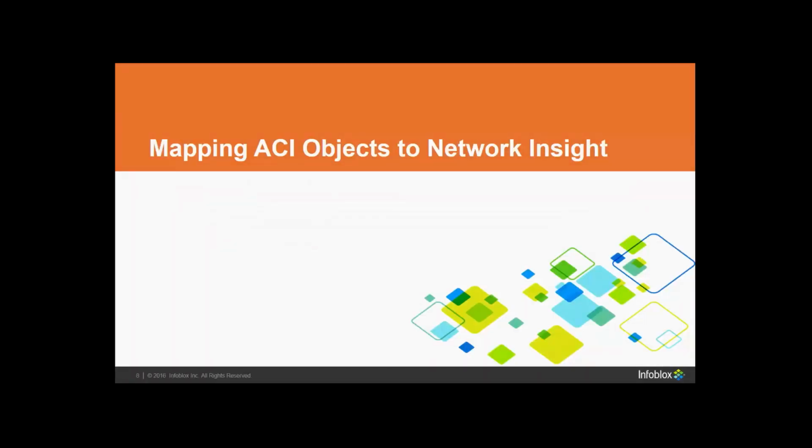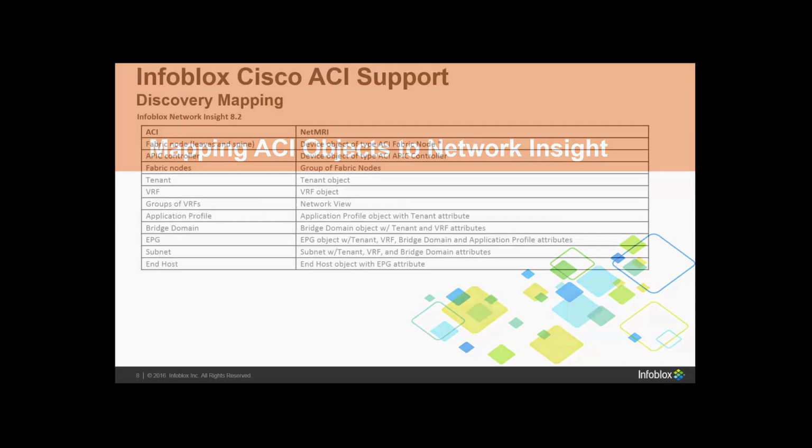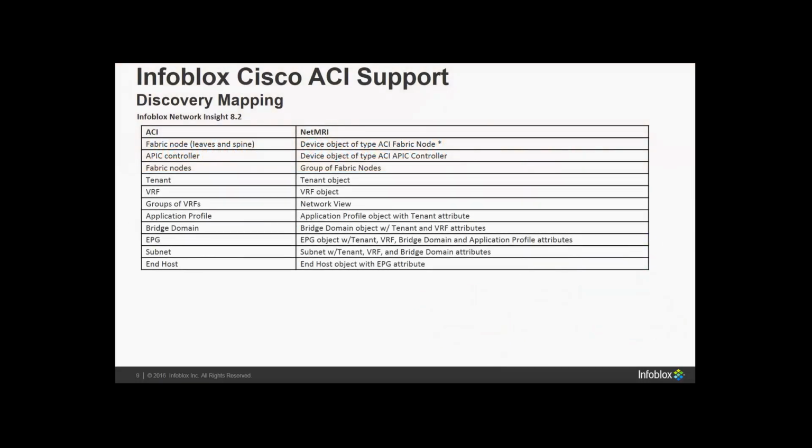The way we map this into IPAM objects is this way. So you can see we've introduced some new concepts here. The fabric nodes, leaf and spine, will come in as individual devices in Network Insight. APIC controller is its own device. You can then also have the tenants come in as an attribute.